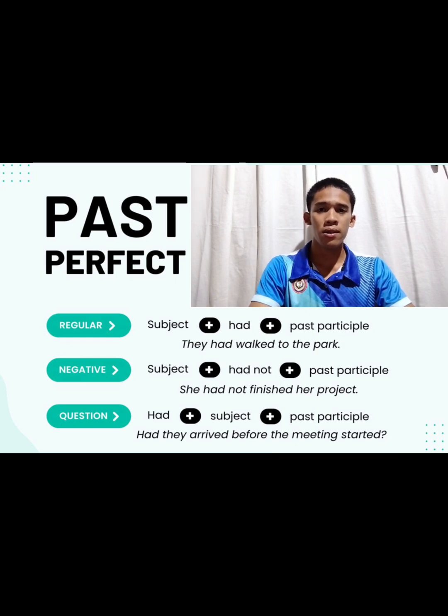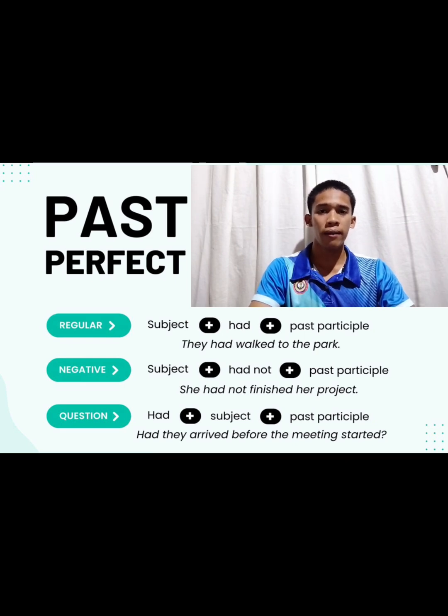And the third one is in conditional sentences, to talk about an unreal past event and its hypothetical consequence. So here is an example. If I had studied harder, I would have passed the exam.